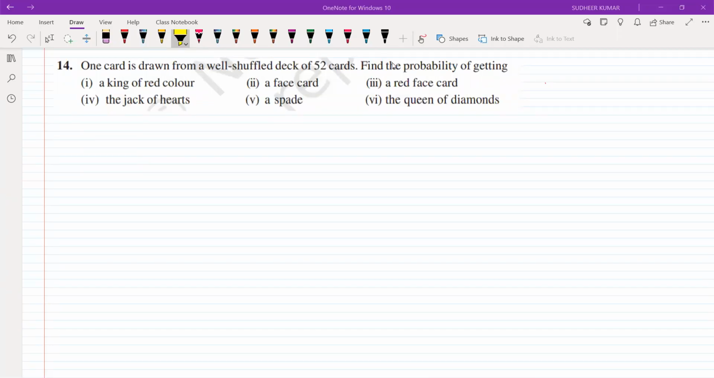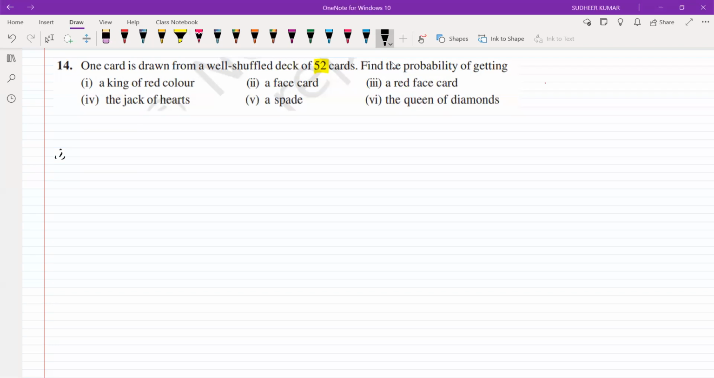So the next one: one card is drawn from a well shuffled deck of 52 cards. So the total possibilities are 52. Find the probability of getting a king of red color. Let us start. You have to write first that the number of total possible outcomes is 52.